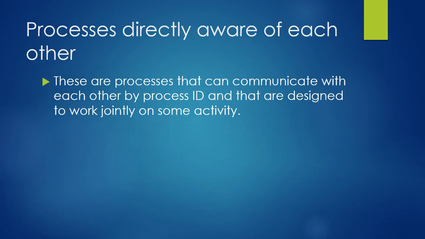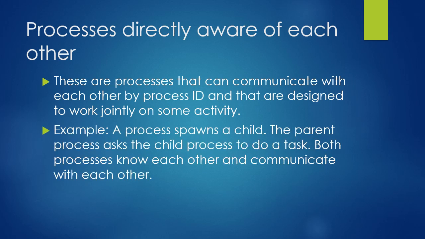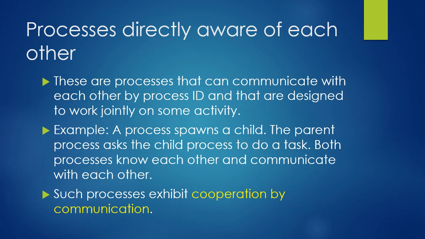Processes directly aware of each other. These are processes that can communicate with each other by process ID and that are designed to work jointly on some activity. For example, a process spawns a child. The parent process asks the child process to do a particular task. Both processes know each other and communicate with each other. Such processes exhibit cooperation by communication.